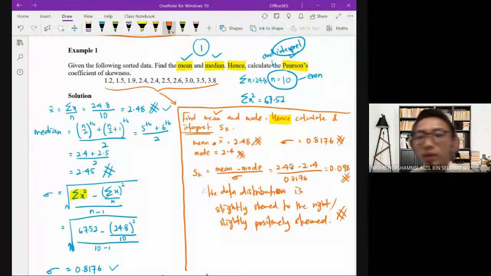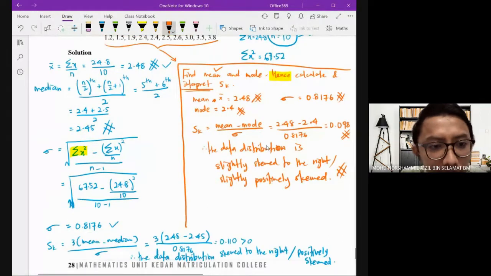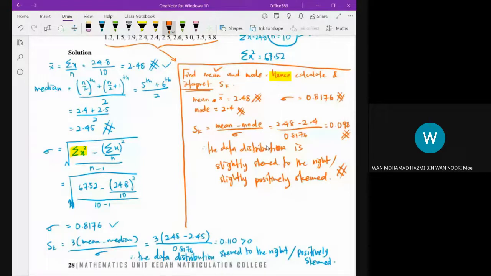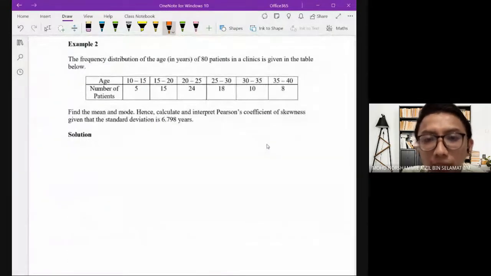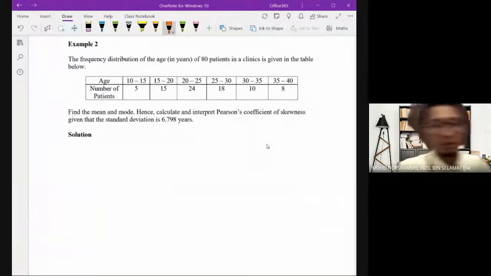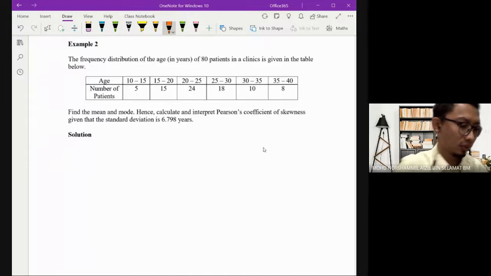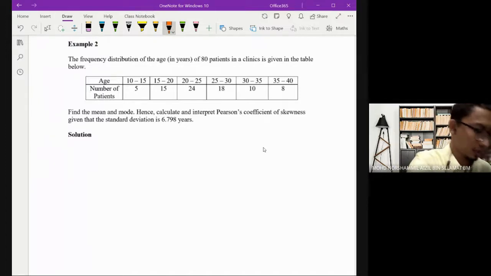Alright, so we covered both formulas already. Any question you want to ask? Ada apa nak tanya tak? Tak ada, sir. Simple. Okay. Bismillah. So let's proceed with example number 2.